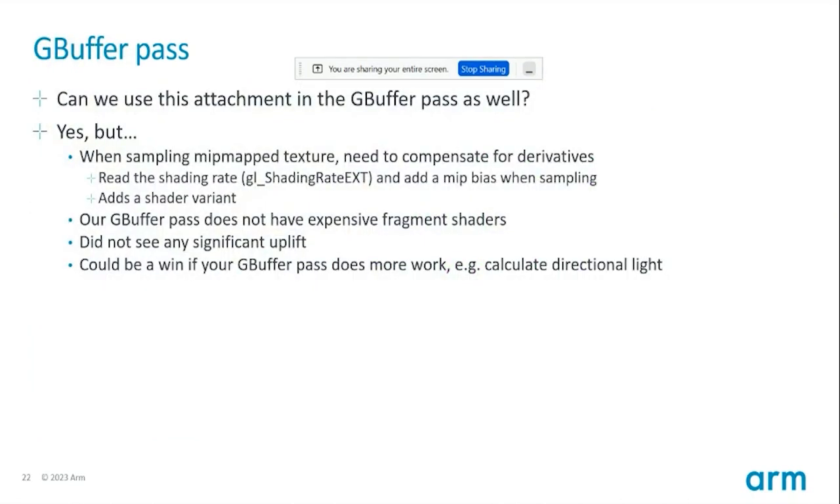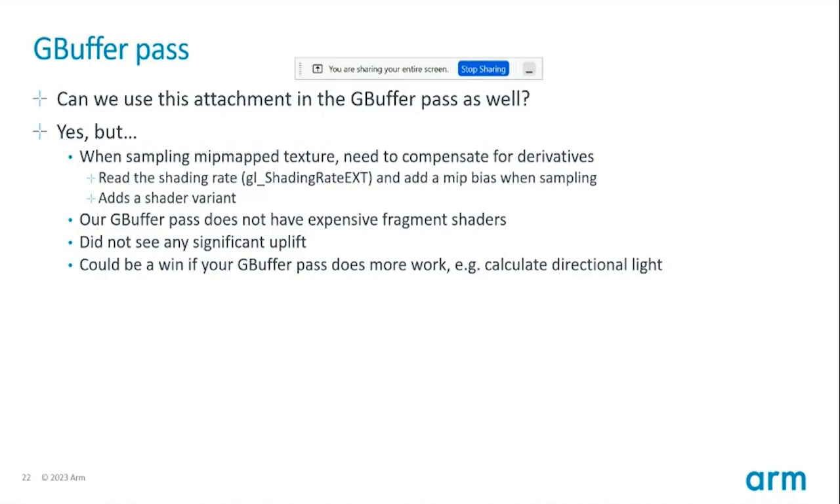This raises a question. If we are using a lower shading rate in the lighting pass, do we really need to do the GBuffer pass at the full rate? Can't we just apply this attachment there as well? And we absolutely can, but there are some considerations. One thing is that when you have fewer fragment shader invocations, they will be spaced further apart, which will affect your derivatives. This will in turn affect which MIP level you sample when sampling any MIP map texture. And that's going to lower your texturing quality. That can be quite noticeable, actually.